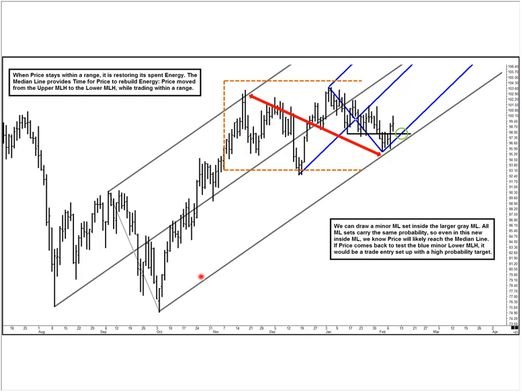Well, I could just use this gray upsloping median line, but another way to do it is we can draw an inner smaller median line. We can draw a minor median line set inside the larger gray median line. All median line sets carry the same probability. So even in this new inside median line, we know price will likely reach the median line. So from this lower parallel to this median line would be the most likely line. If price comes back to test the blue minor lower median line parallel, it would be a trade entry setup with a high probability target of this median line.